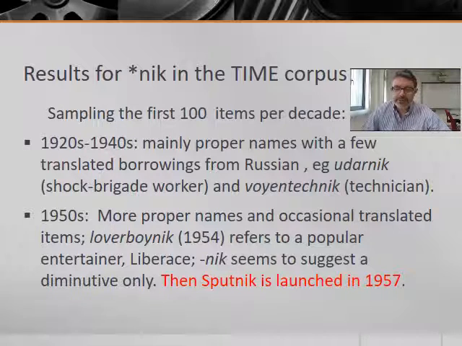In the data from the 1920s to the 1940s, we mainly see personal names with a few direct borrowings from Russian. For example, udarnik, a highly productive shock brigade worker, or voyentechnik, technician. And you might be aware that -nik is in fact a Russian suffix meaning little. It's used in nicknames of people who exemplify a particular kind of quality too.